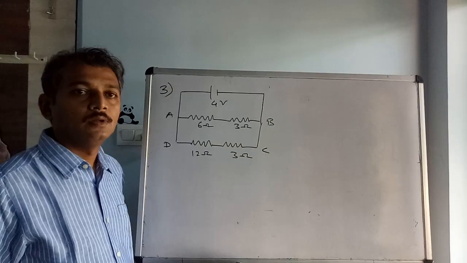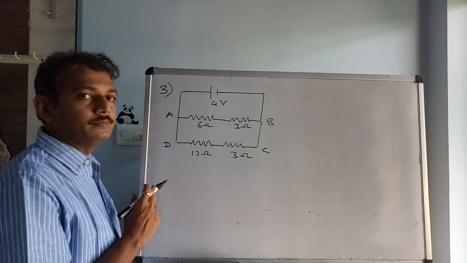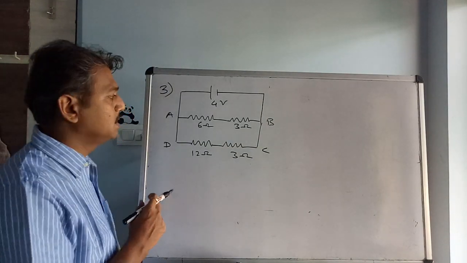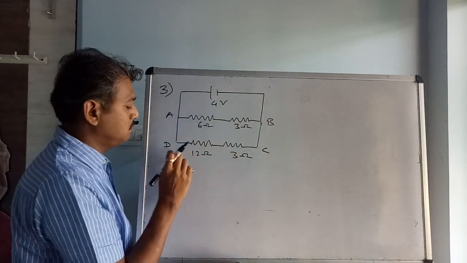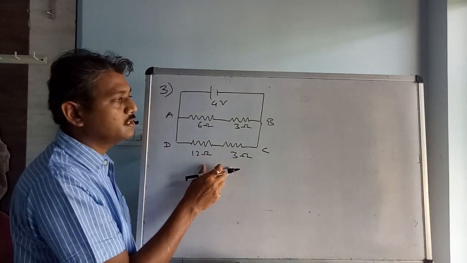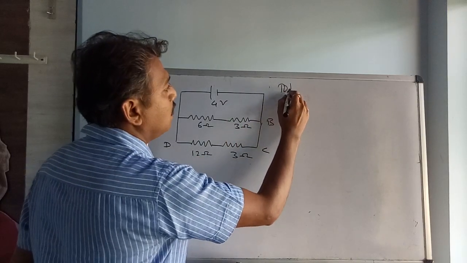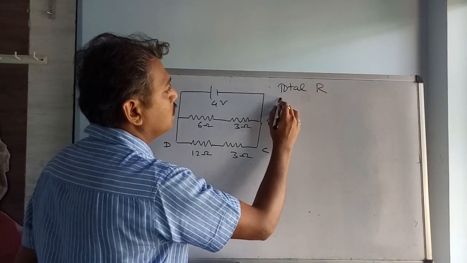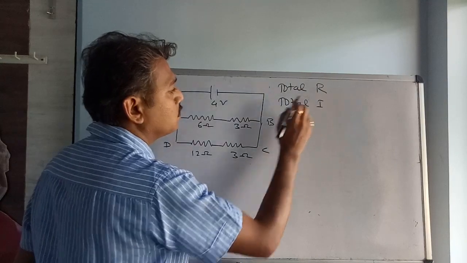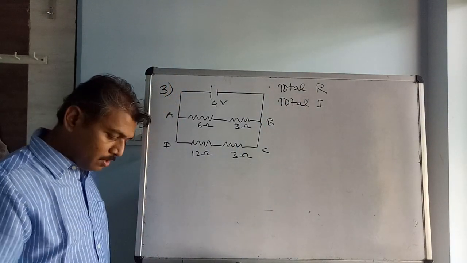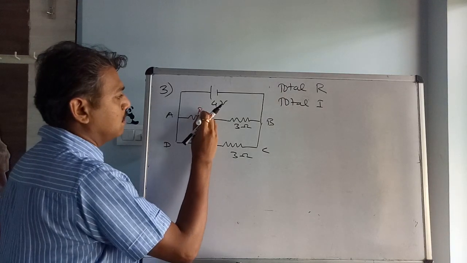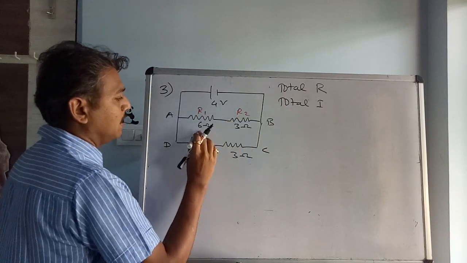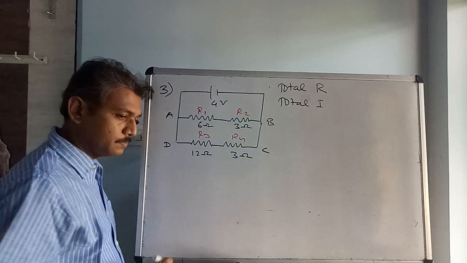Okay, let us move on to the third. This is a circuit diagram for it. It shows that between A and B there are two resistances, between C and D there are two resistances. Here also total resistance and total current you need to calculate. So for your ease, what you can do, you can name the resistances as R1, R2, R3, R4.